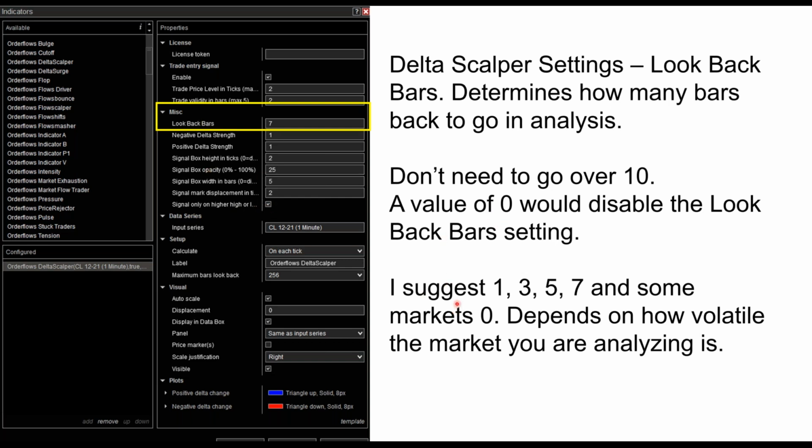Now I suggest settings of 1, 3, 5, or 7. Again, you could use whatever. There's no point in going over 10. That's just too far back. And sometimes I use 0, right? Some markets I like to use 0 because I just want to see every signal that comes up. Okay, so again, it depends on your trading style, how you approach the markets.